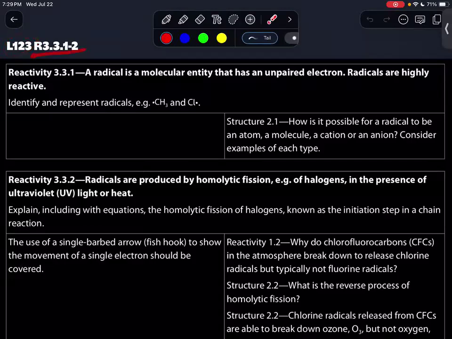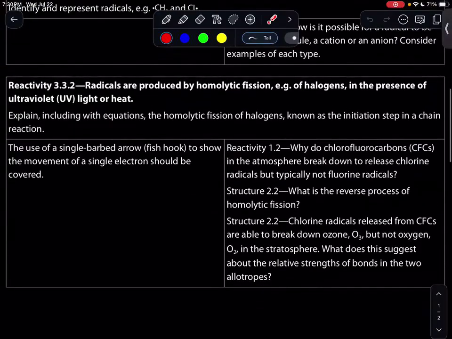Today we're going over reactivity 3.3.1 and 2, which is talking about radicals. And a radical is a molecular entity that has an unpaired electron. Radicals are highly reactive, so we'll go over that. And we'll be able to identify and represent radicals such as methane radical and chlorine radical. Furthermore, we're going over 3.3.2, which is how radicals are produced by homolytic fission.